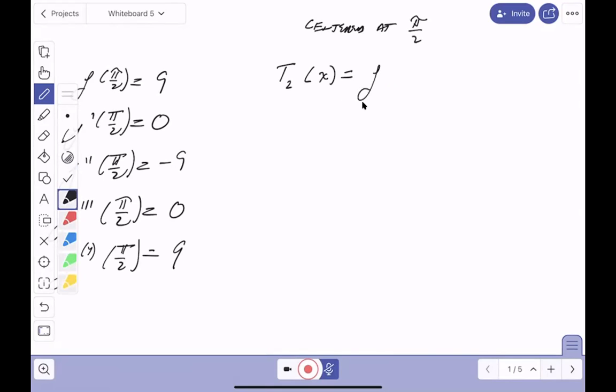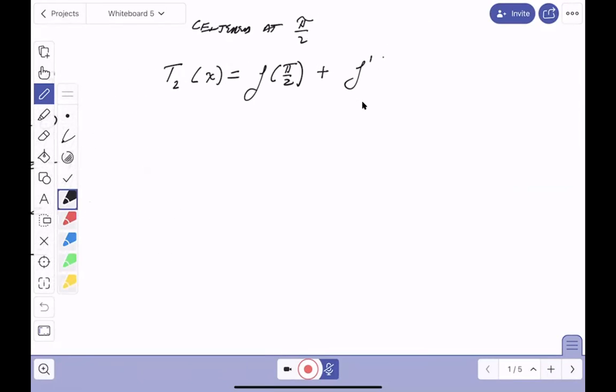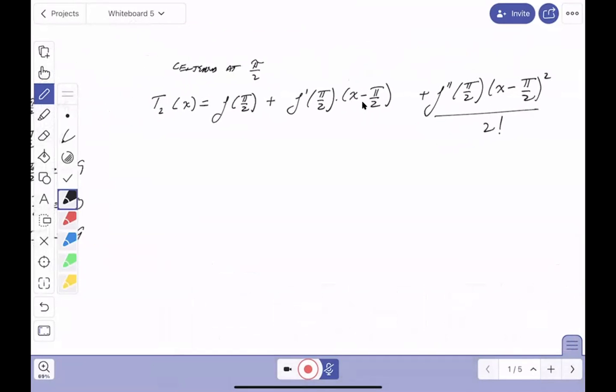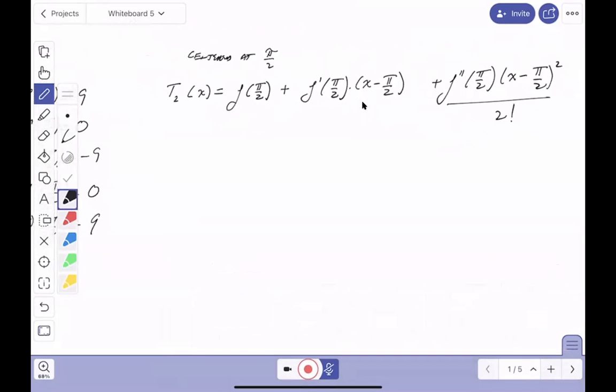So let's write this down. It's going to be f of pi over 2 plus f prime pi over 2 times x minus pi over 2 to the first power. Whoops, sorry about that. Plus f double prime pi over 2 times x minus pi over 2 squared over 2 factorial. Let me put that down for you. Certainly you said, I can't remember what these things are. That's why we write things down. We write them down so you can look at them.